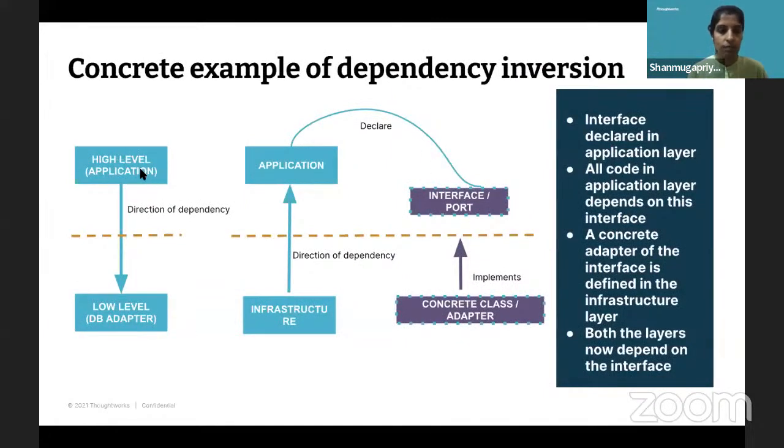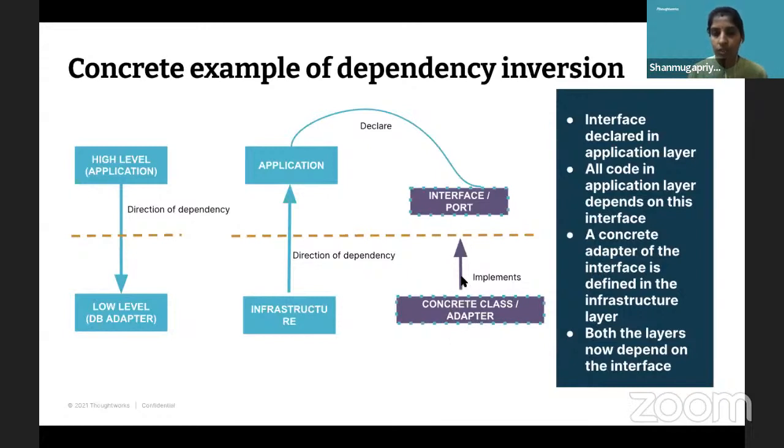So here, as we mentioned, high level is an application and low level is a database adapter. The direction of dependency is direct: the application is directly depending on the database adapter. Say, for example, let's assume it is a Postgres database right now. Now, with the dependency inversion principle, in the next diagram, we are introducing an interface. The application is the one which will declare this interface, and in the infrastructure layer, that is the database or the low level layer, there will be a concrete class which will implement this interface.